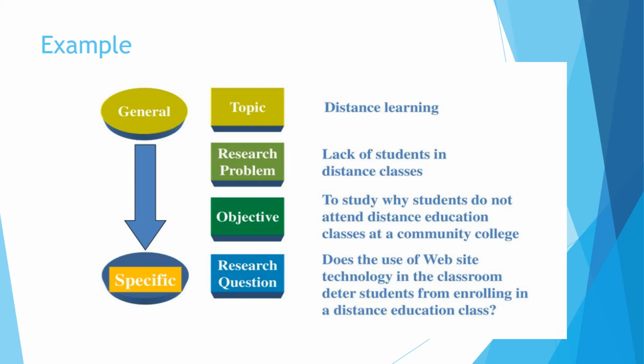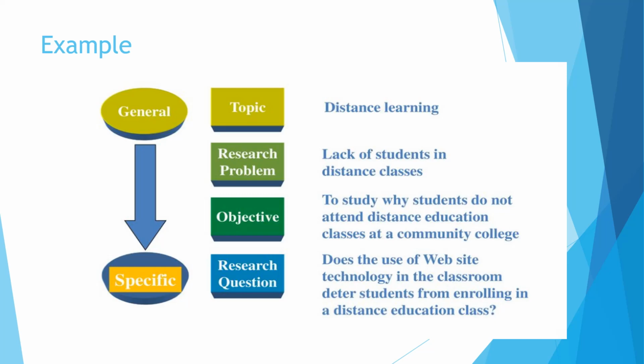So what is your objective? From your topic and your research problem, you can identify the objective, which is to study why students do not attend distance education classes at the community college. You can see that from the broad topic, you make it more specific, from distance learning to the lack of students in distance classes, then narrowed down to students who do not attend distance education, especially at the community college. So your research question would be, does the use of website technology in the classroom deter students from enrolling in a distance education class?